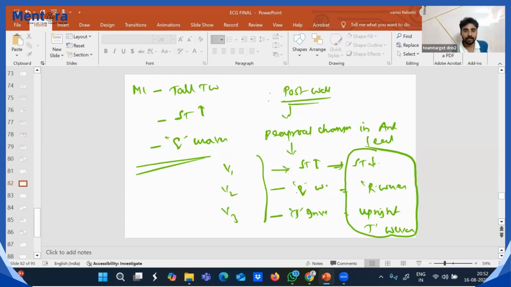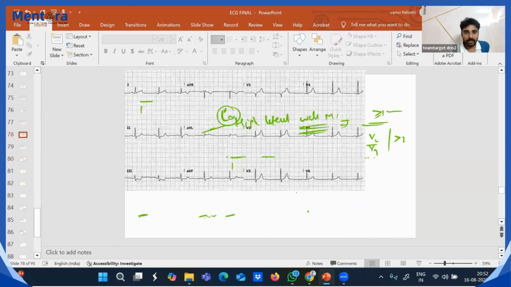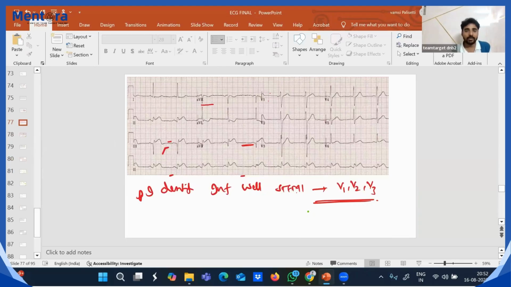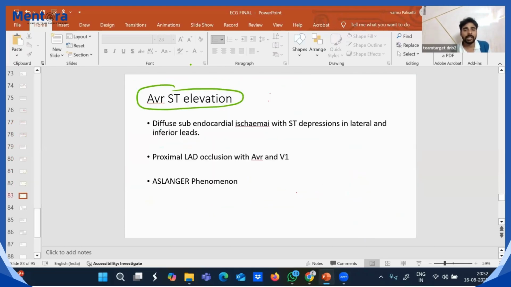One more important thing, one of the STEMI equivalents is aVR ST elevation. If you see any ECG, in aVR normally nothing is there. aVR will be negative, or there is no ST elevation. But if suddenly you are seeing aVR ST elevation, you should consider it a STEMI equivalent. Why? I will tell you.